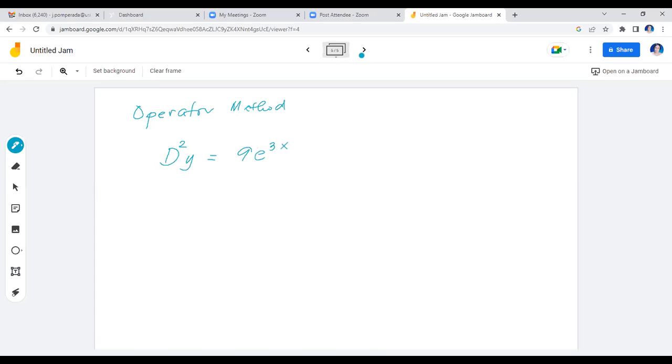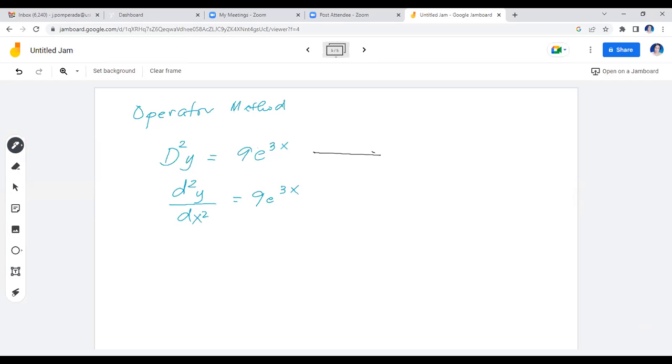Okay. What if you're given something like this? Isn't this equivalent to the second derivative of y with respect to x? It's just a short way of writing it. And you have 9e raised to 3x here. So in the operator method, whenever you see a D here, you transfer it on the right.